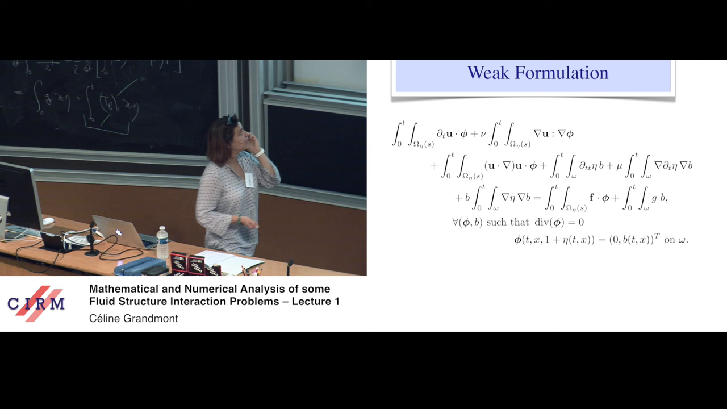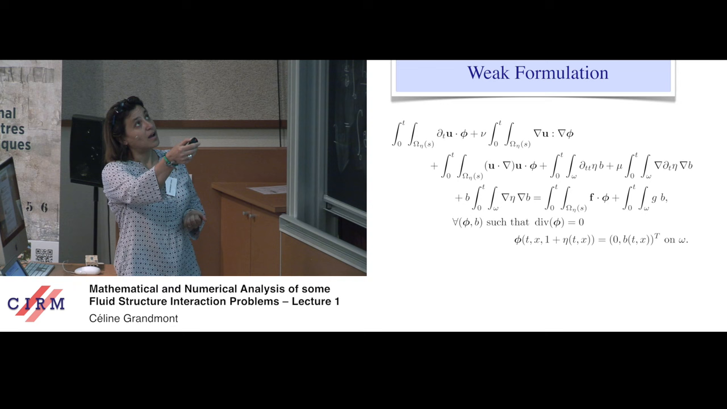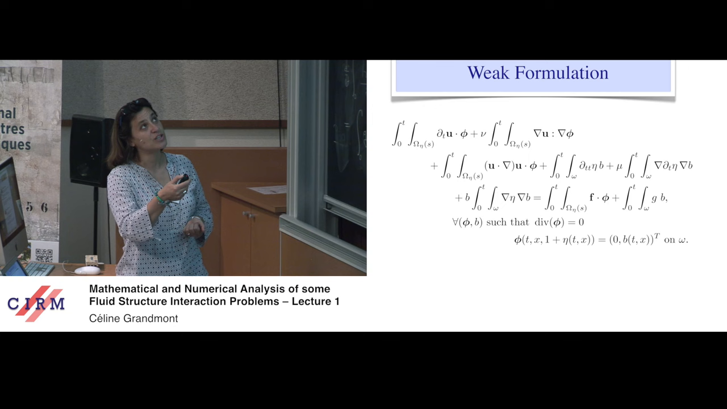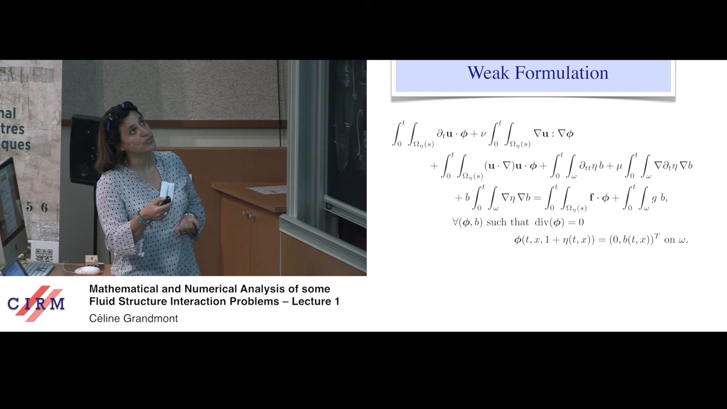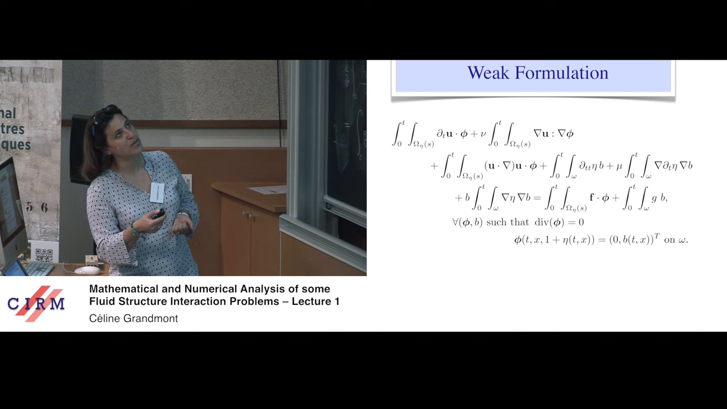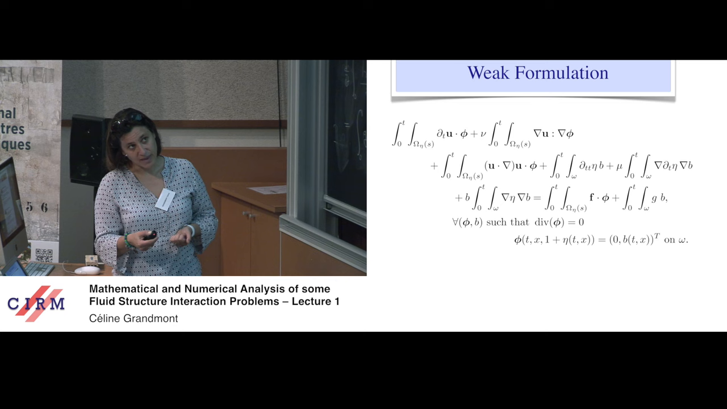So, the weak formulation. What is the weak formulation for this kind of problem? Take a fluid test function, multiply the Navier-Stokes equation by this fluid test function and integrate by parts. What you obtain are these three terms coming from the fluid equation. You will have some boundary terms coming from the integration by parts of the viscous part and of the gradient of the pressure. But those boundary terms will cancel each other if we choose a structural test function that matches the fluid test function at the interface.